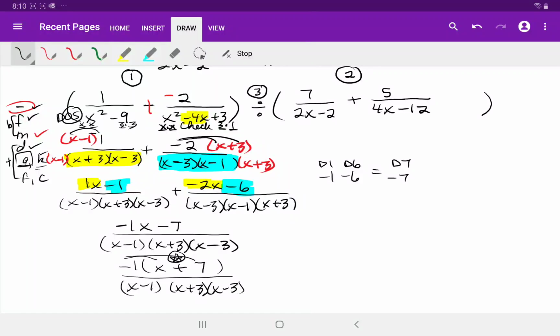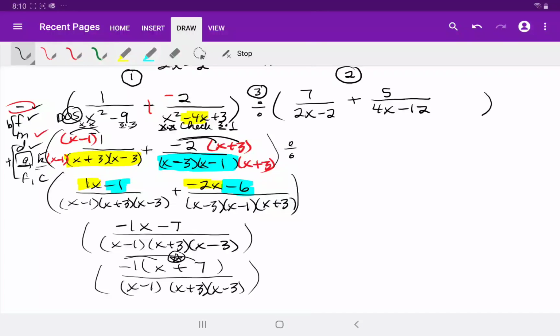Does anything cancel? No. Now I was all excited because the problem was ending, but I wrote 1, 2, 3. So what does 1, 2, 3 mean? 1, 2, 3 means that's problem number 1. Okay, so that's problem number 1. Then you need to take a deep breath and say, okay, here's my division sign.